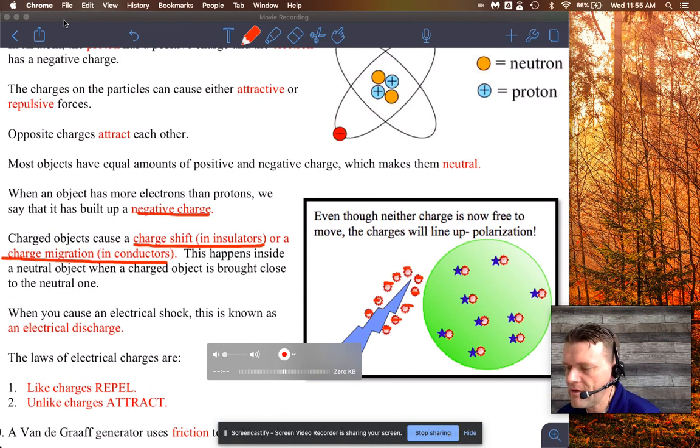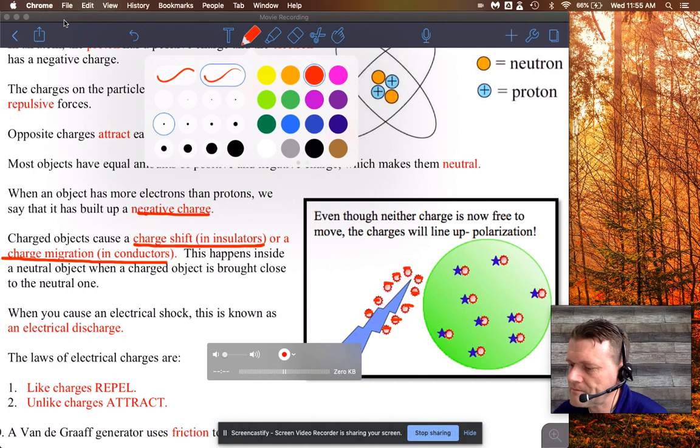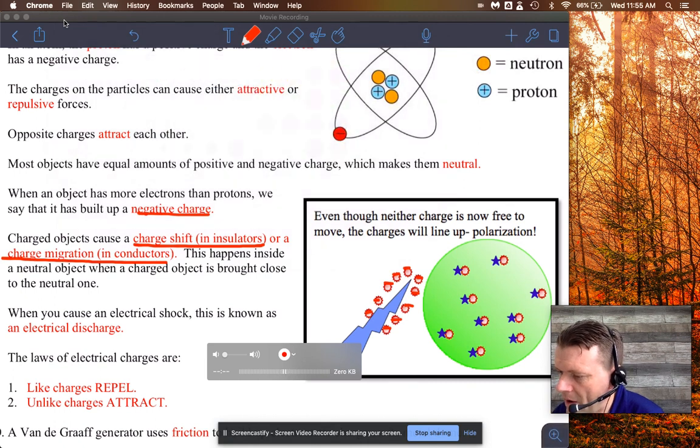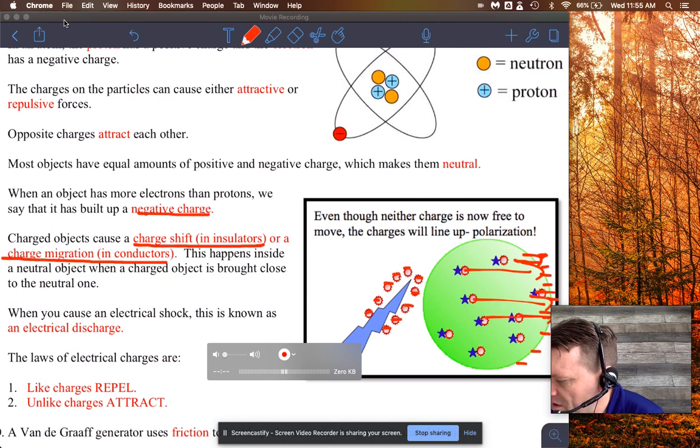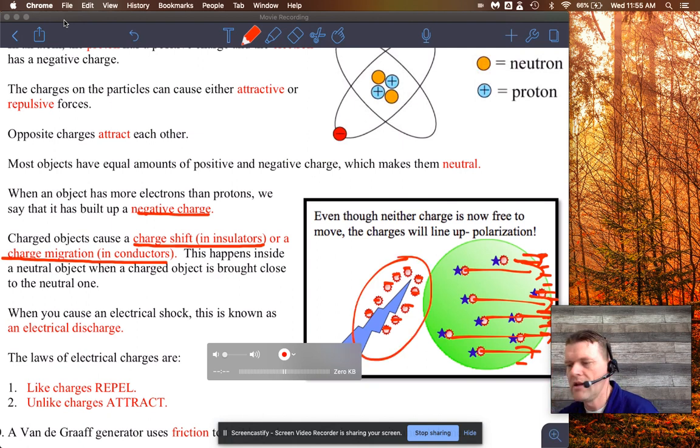So if this green object was a conductor, let's say it was a metal sphere or something like that, then these electrons would not do a shift. What they would do is they would migrate. They would all pile up all the way out here. So all those negatives would actually migrate. This one would go over here, that one, this one come way over. They would just be repelled by all of these guys, okay? And so now the attraction would be really positive.